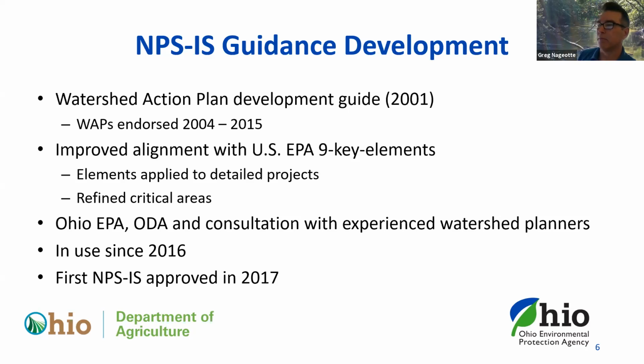The new guidance, like I mentioned, improved our alignment with the US EPA nine key elements as they were more currently being interpreted and communicated by US EPA. And as I mentioned, those elements are applied to detailed projects and much more refined critical areas. In developing this original guidance, Ohio EPA and ODA, that's Rick and myself, with consultation with a committee of experienced watershed planners, developed this guidance over a span of a couple of years actually. And it's been in use since 2016.